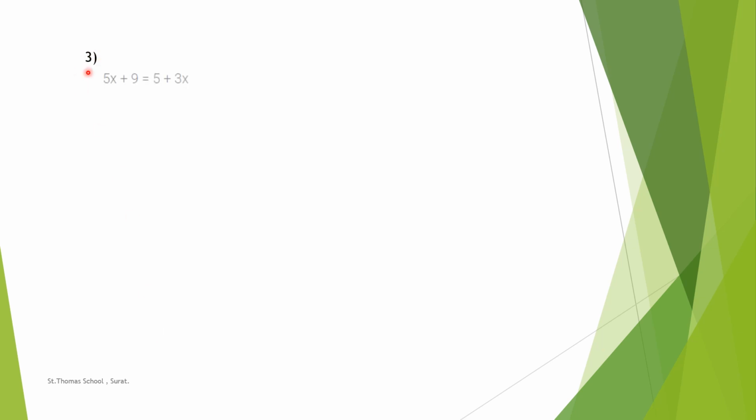Question number 3. 5x plus 9 is equal to 5 plus 3x. So write the question once again. Now arrange variable one side and numbers another side. So 5x, this is plus 3x. If it comes here, minus 3x is equal to 5. Plus 9 comes here, it becomes minus 9. One is positive number, one is negative number. You have to subtract. 5x minus 3x, that is 2x is equal to 5 minus 9.